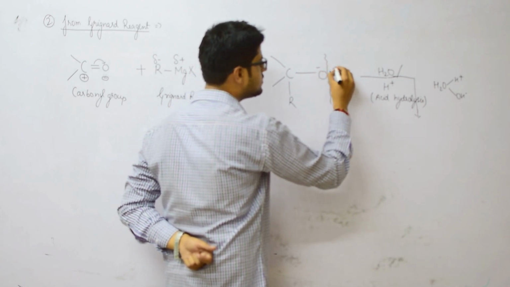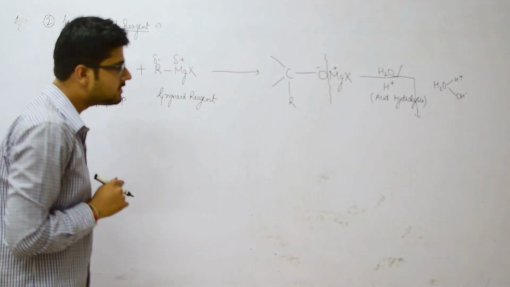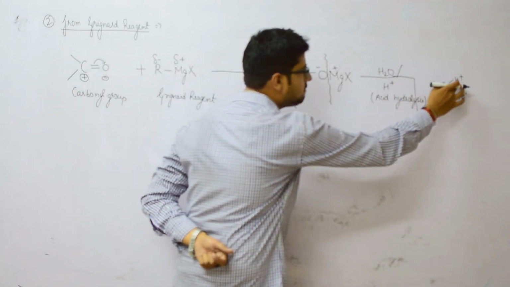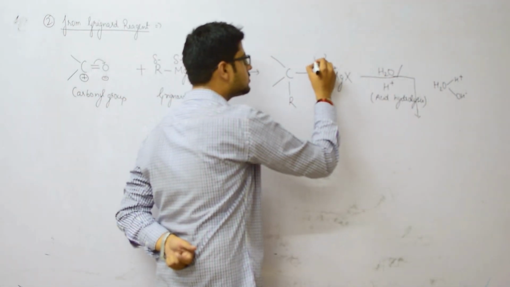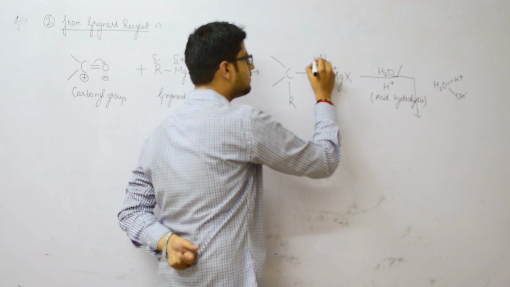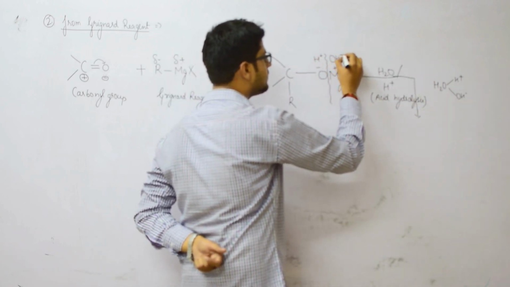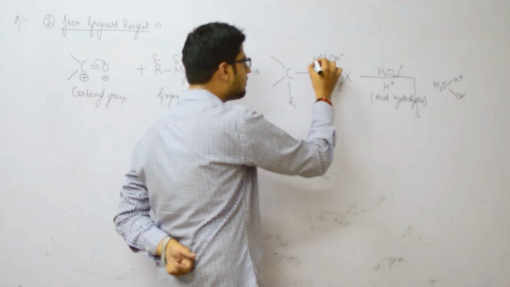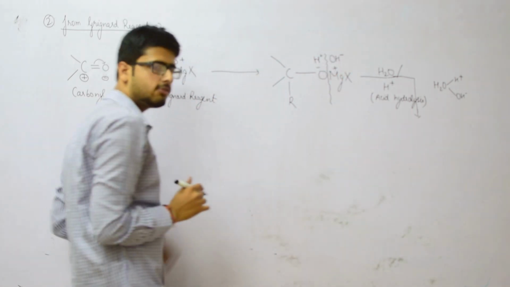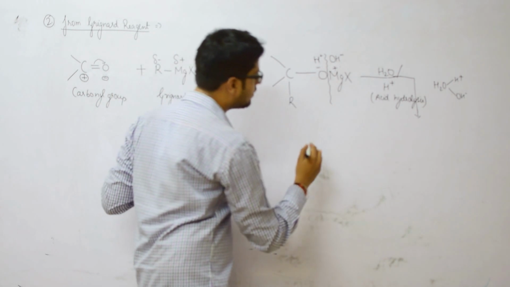This has positive charge and the oxygen has negative charge. So the positive part of water will be attached to this oxygen atom, and the OH group will attack this part, and the bond will be cleaved from here. Bond will be broken from here, and we will get two components.